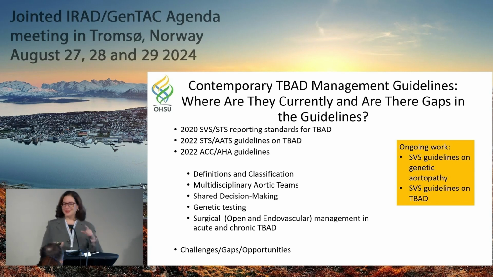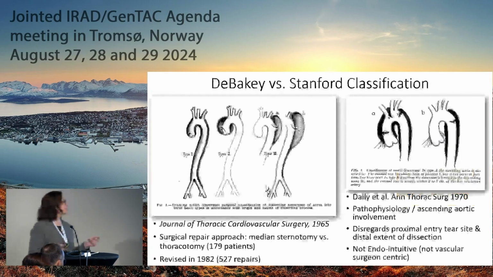Just briefly, I'll touch to say that SVS is currently working on 2 guideline documents, and that goes back to that discussion about each organization working on guidelines, but there's certainly those 2 documents specifically on genetic aortopathy and arteriopathy, and one on type B aortic dissections.